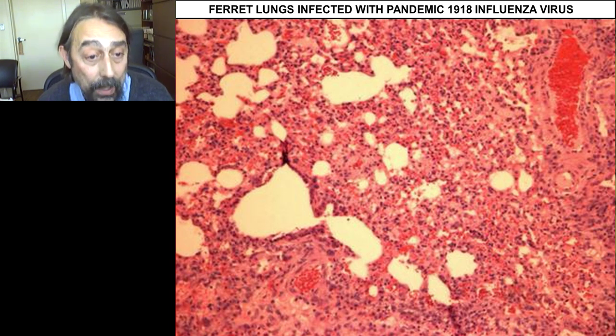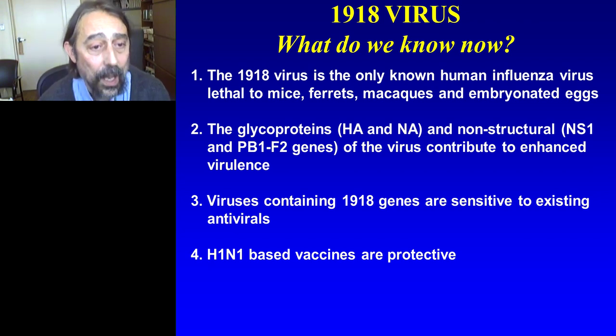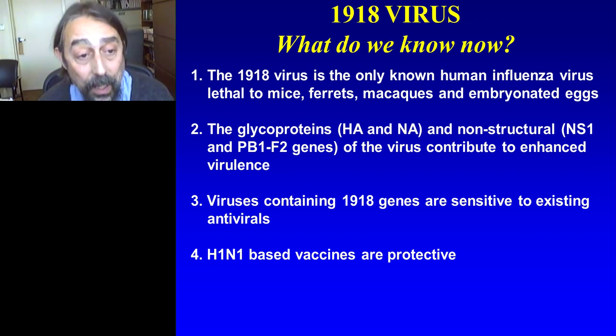Now, we have been working with this virus since we reconstructed it, trying to understand what makes this virus so different from other influenza viruses, and the summary of these results is expressed in this slide. The 1918 virus is the only known human influenza virus that is lethal to mice, ferrets, macaques, and embryonic eggs. And we know it was also lethal in humans. So it's a very special influenza virus.